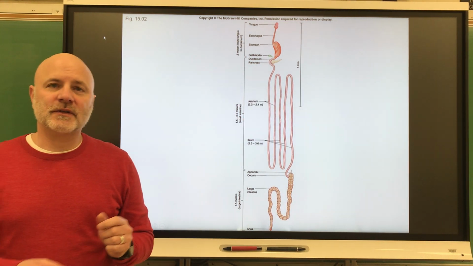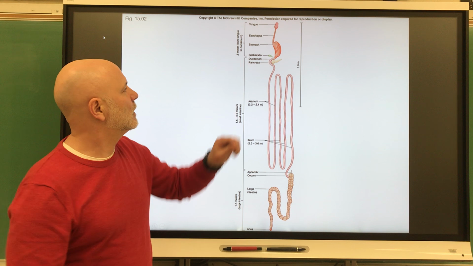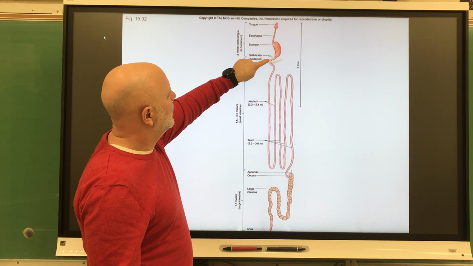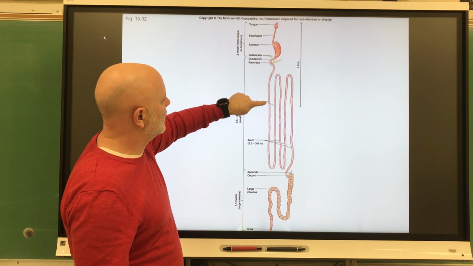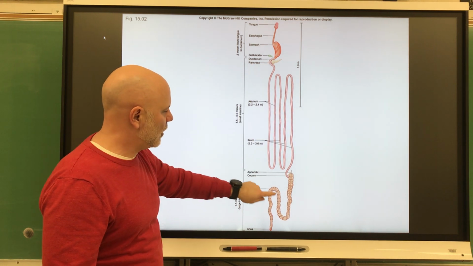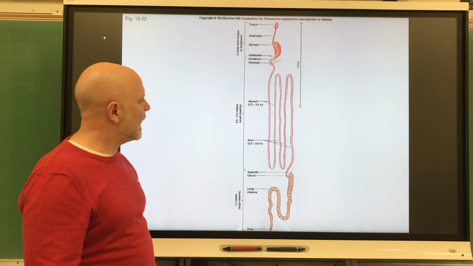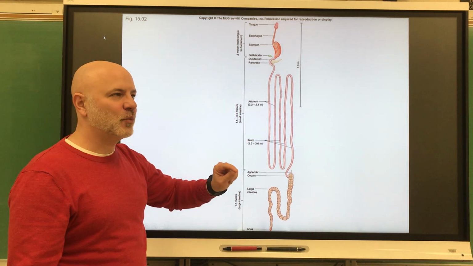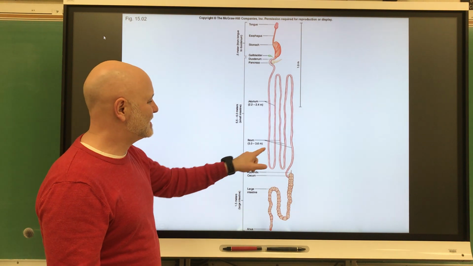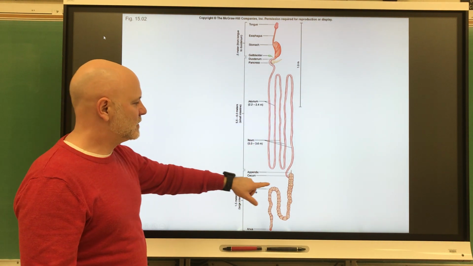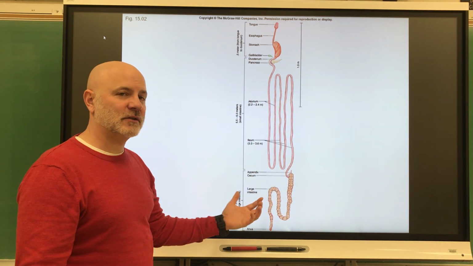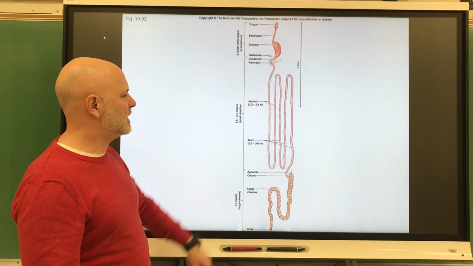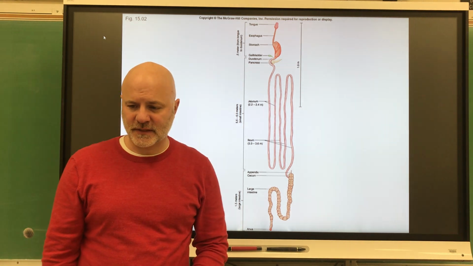All right, so this includes the mouth, the pharynx, so not shown. Next is the esophagus, the stomach, and then the small intestine here, and then the large intestine, rectum, and anus. Now, the small intestine is named for its width, its diameter, not its length. So the large intestine has a larger diameter, and that's why it's named that. As you can see, the small intestine is much longer than the large intestine.